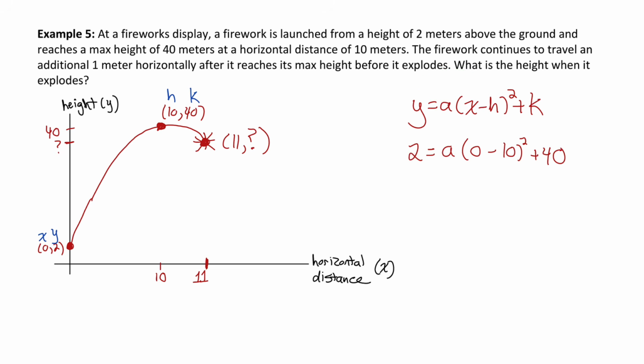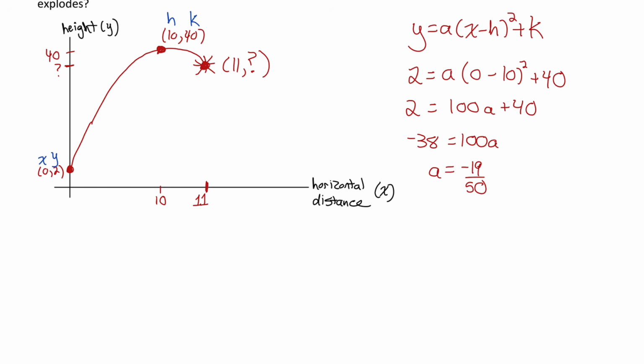Solving for a, I have a negative 10 being squared, that's 100. I'll subtract this 40 to the other side. 2 minus 40 is negative 38. And then dividing that 100 to the other side, I see that a is equal to negative 38 over 100, which reduces to negative 19 over 50. So now I can actually write the vertex form equation of this quadratic relationship. The height, y, is equal to negative 19 over 50 times the horizontal distance, x, minus 10 squared plus 40.